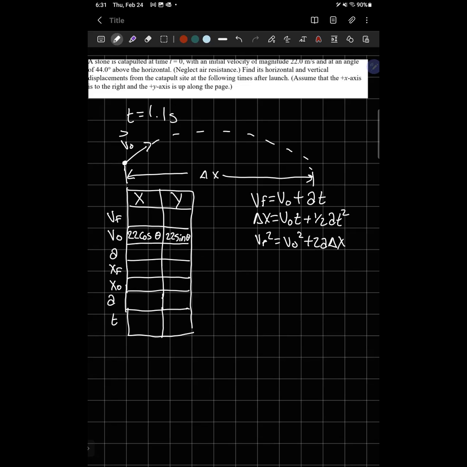Anything else? Yeah, we have acceleration and time. Okay. What do we have in the x and the y or both? So we have time in both. And then we have acceleration in your y, which is gravity. And then you have zero acceleration for your x.